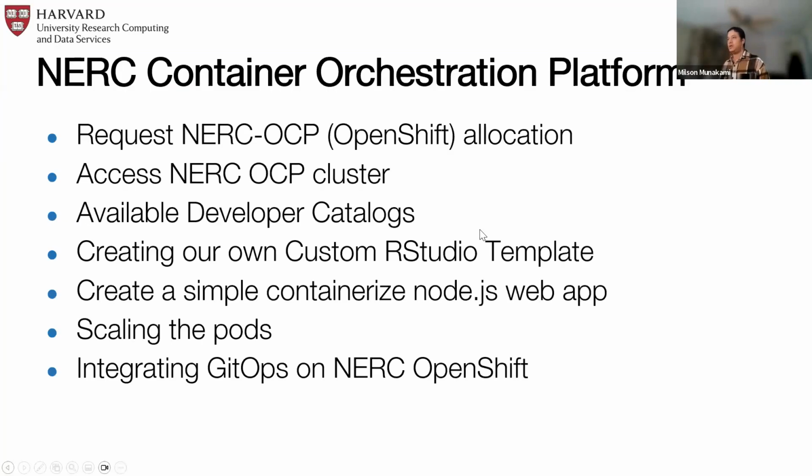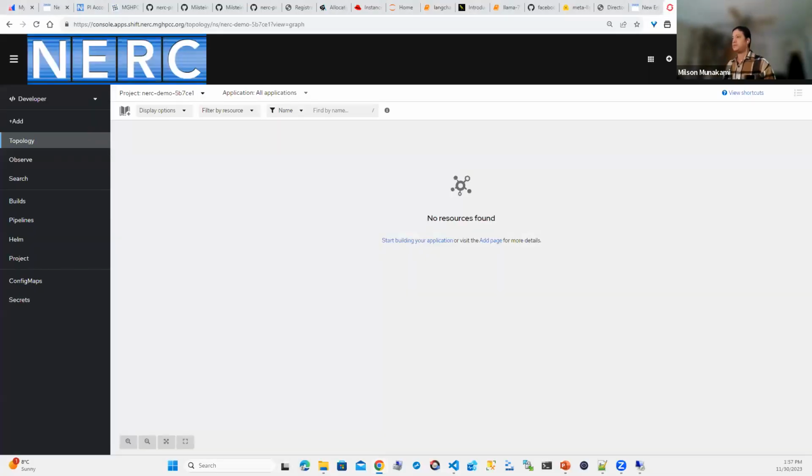So next thing is, let's talk about the OpenShift. So OpenShift, again, we talk about how can we request allocation using the cold front, and where we can access the web URL for the OpenShift. So once we get the allocation approved for the OpenShift, we can see that information here on the cluster.